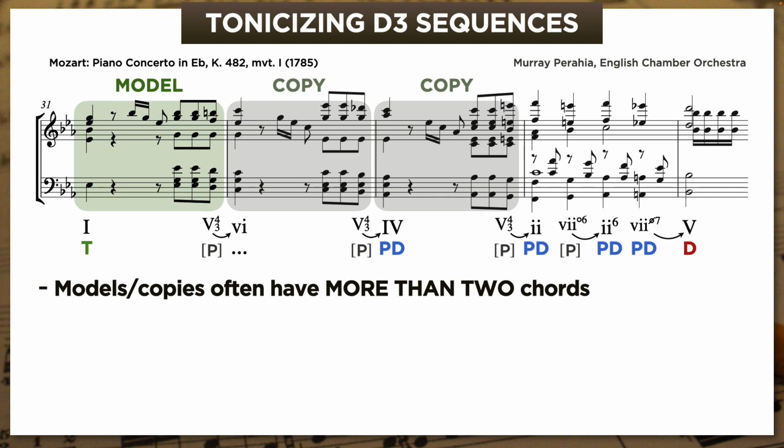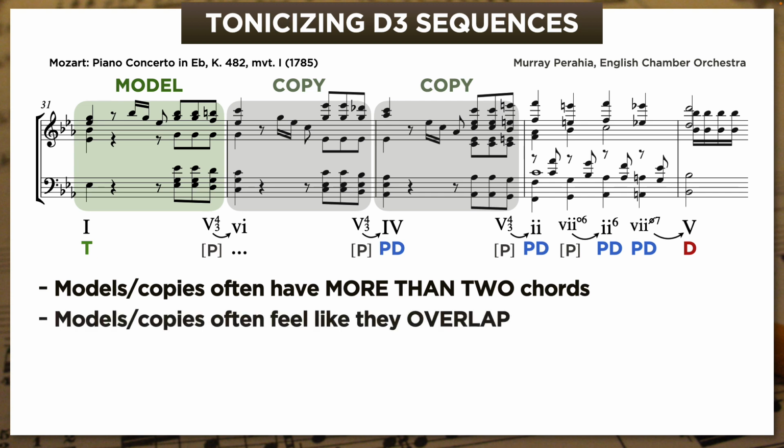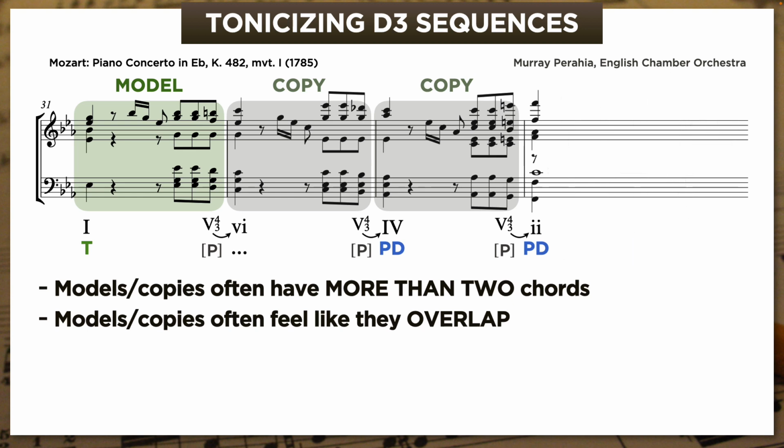Second, with this kind of sequence, it sometimes feels like the models and the copies overlap. This happens when the model or copy ends with an applied chord that doesn't resolve until the next unit. You probably didn't notice, but when I played the sequence on the piano a minute ago, I didn't stop at the end of the second copy. I went one beat into the next bar, because this 5-7 of 2 really wants to resolve. You can't just leave it hanging.